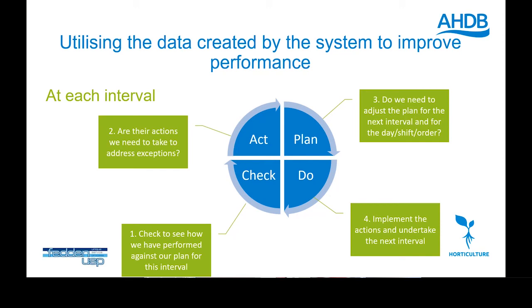So you might say that actually we're not going to achieve it, we need to adjust our expectations for today. Or you might think, let's get some more resource to do it. So adjust the plan for the next interval, and then implement the actions and undertake the next interval. So the actions happen, and then you go back and check performance again. So it's this constant review of check how things are going. If there's exceptions, take some actions, adjust your plan, implement the actions, go to the next interval.